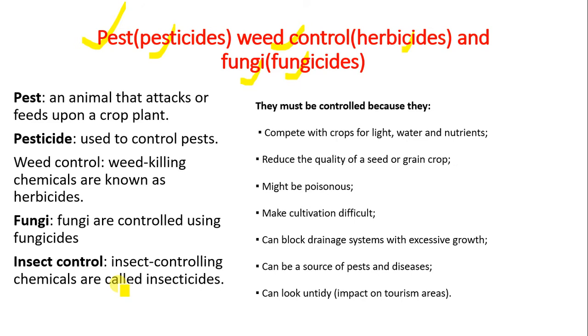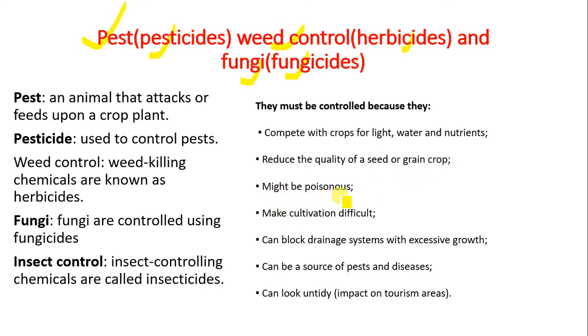Each of these pests, insects, fungi, and excess weeds tend to affect the plant, so it reduces the crop yield. So this set of chemicals is used to control the pests, weeds, fungi, and insects in order for crop production to increase. Now, they must be controlled because weeds compete with crops for light, water, and nutrients. Therefore, it reduces the quality of seed or grain crop.